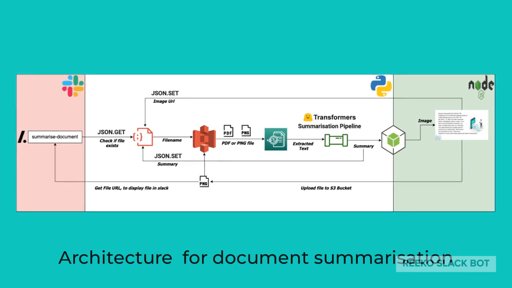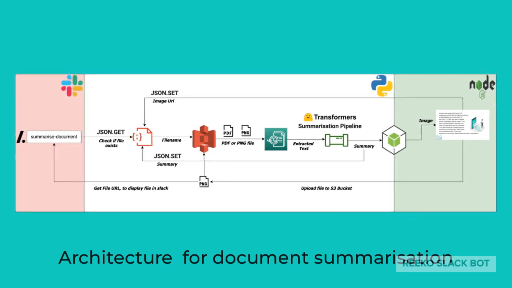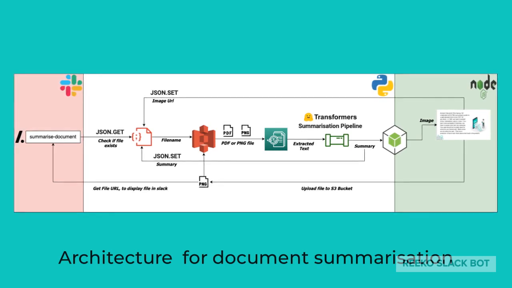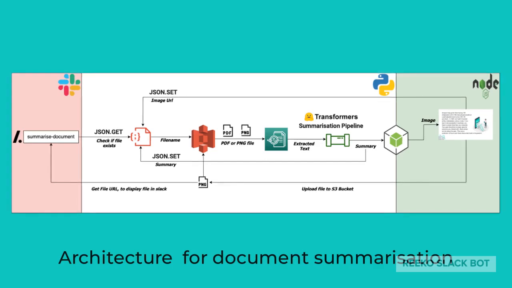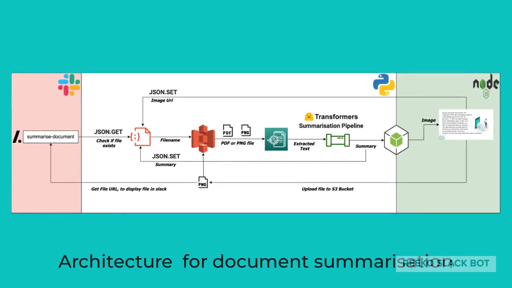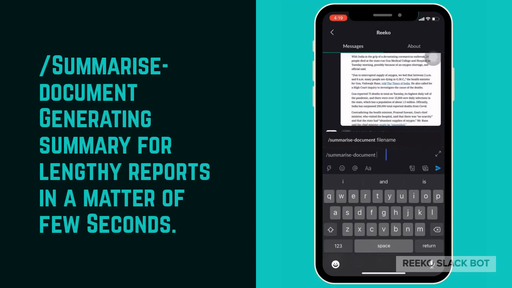The extracted text is sent to the Hugging Face Transformer's summarization pipeline, which outputs a summary highlighting the important information inside the document. The summary is sent back to the Node.js backend, where using advanced image manipulation techniques, an image is generated with properly formatted summarized text. This image is then saved to the S3 bucket and displayed inside of Slack as an image block.